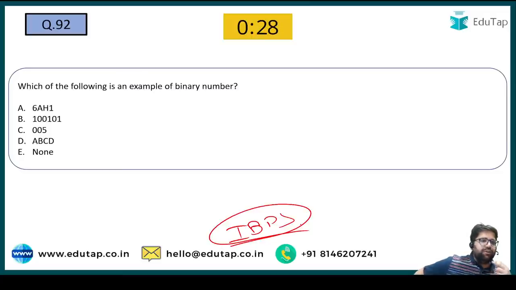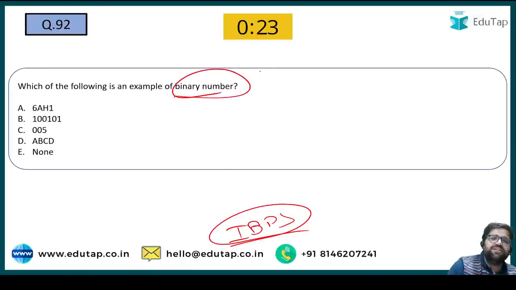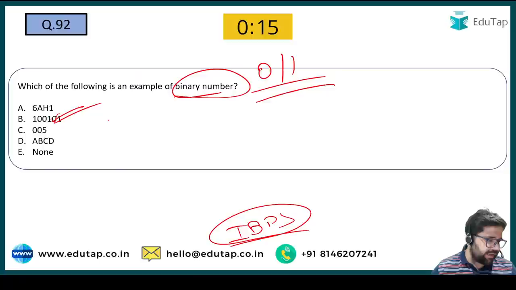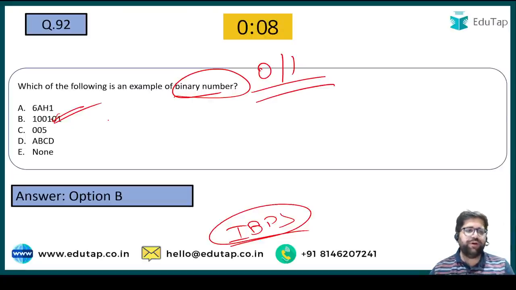Question number 92, which of the following is an example of a binary number? A binary number is a number which is only written in 0 and 1. So if you see ABCD, 005, 6AH1, these are not binary numbers. Option B is your correct answer. I can see Komal, Rathod, Sushma, all are going with B, good.